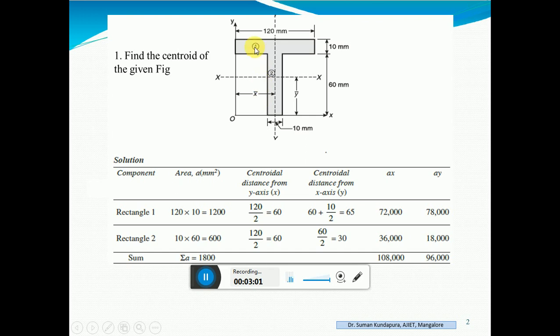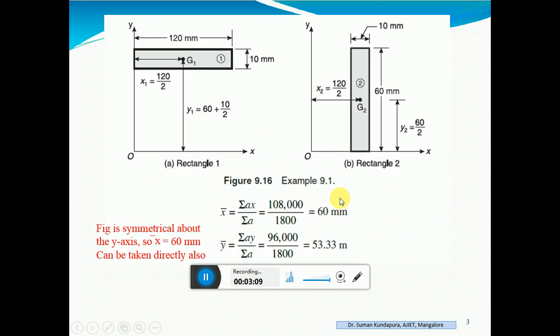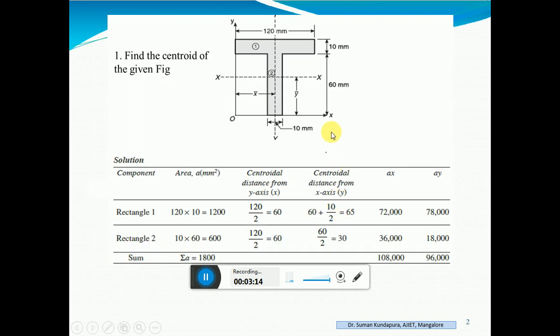So I can directly take the whole distance, which is 120, divided by 2, and you will get 60 mm. Doing all this process also, you will get x bar as 60 mm. But since it is symmetrical about the y axis, I can directly find that the entire figure is 120 divided by 2, which is 60. So x bar is 60 mm. I can directly decide this if the figure is symmetrical about the y axis.